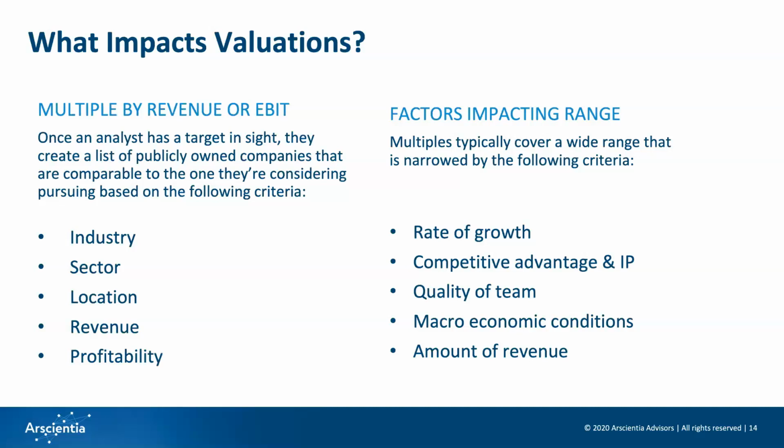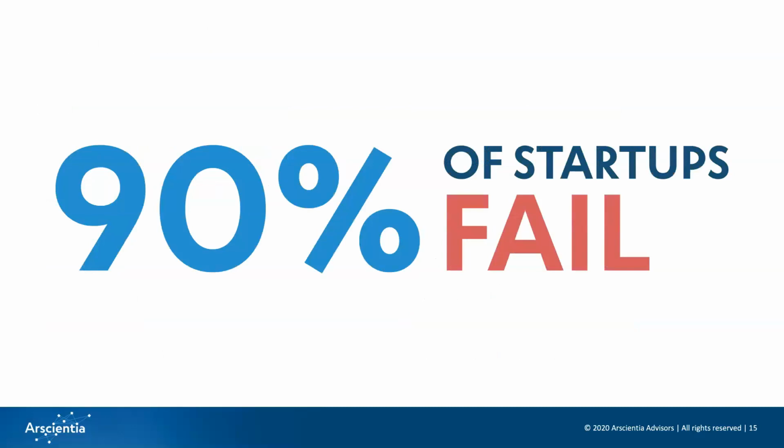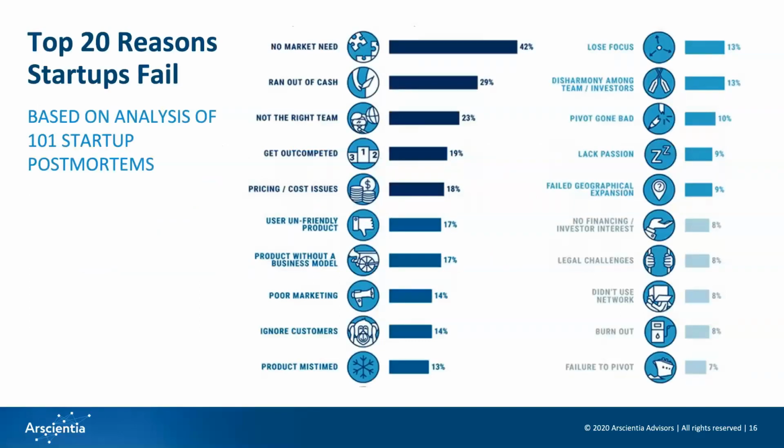Then if we move to the next slide, the reason this is so important is that, unfortunately, as Doug indicated, 90% of startups fail. And there's lots of reasons why startups fail. This is a summary of postmortems of 101 startups that CB Insights put together. And you can see that there's a litany of problems out there. There's no market need, ran out of cash, you didn't have the right team, you were outcompeted, you had the wrong price, the product and business model didn't work, the marketing wasn't really good.